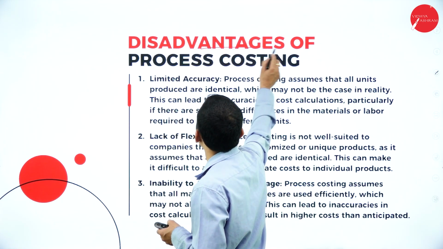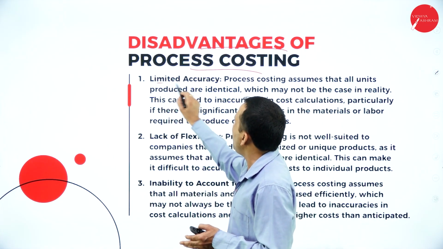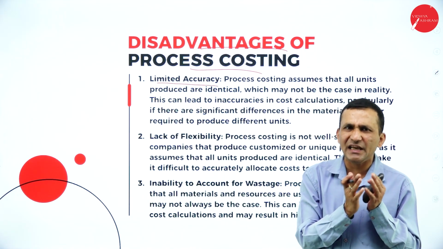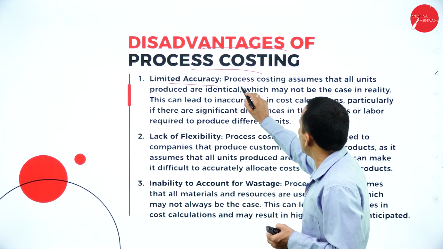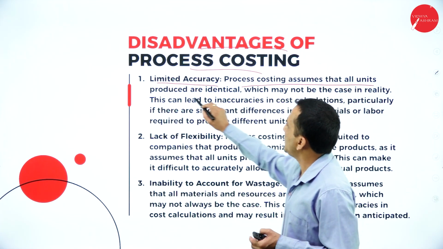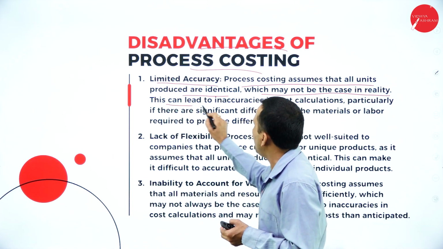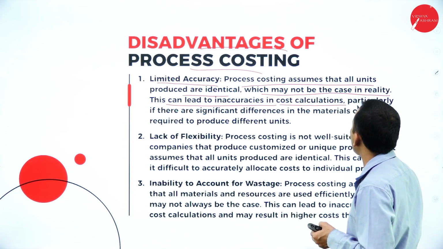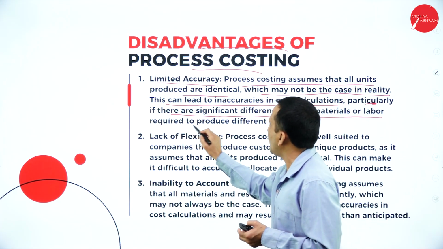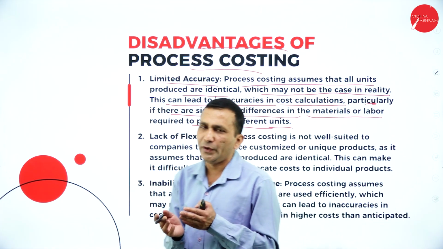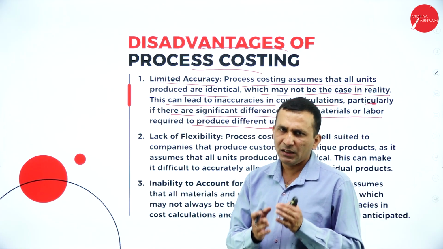So moving to the disadvantages of the process costing, obviously we can find out the limitations also. So here, limited accuracy. In case of job costing we can say the accuracy level is more, but here it is less. The process costing assumes that all units produced are identical, which may not be the case in reality. This can lead to inaccuracy in the cost calculation, particularly if there are significant differences in the material and labor required to produce the different units. So here each and every product is something unique, so we cannot exactly give the result.